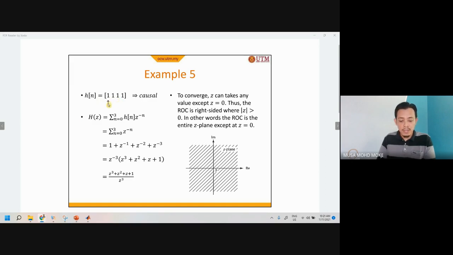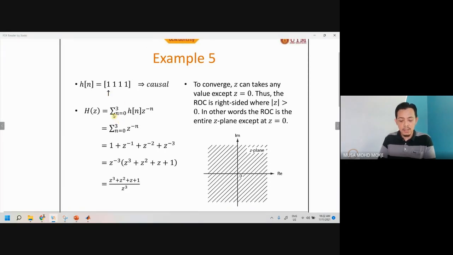This is an arrow. Sometimes we put an arrow, sometimes we don't put anything, sometimes we put an underscore, an underline. Same thing here, we put it into our equation, which is the summation. It starts with index 0, 1, 2, up to 3, so 0 up to 3, h[n] multiplied with z to the power of minus n. Expand this. Because h[n] is everything 1, 1, 1, 1, we can just remove that, because that is actually a 1.